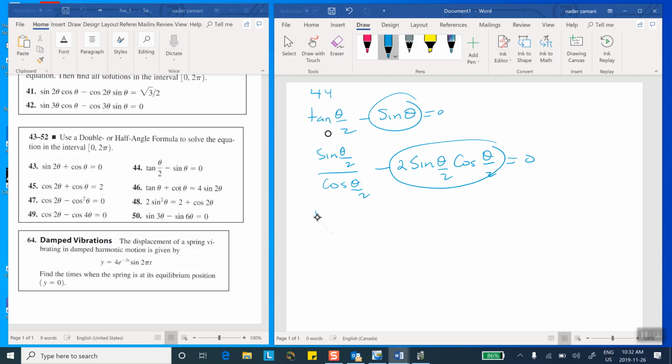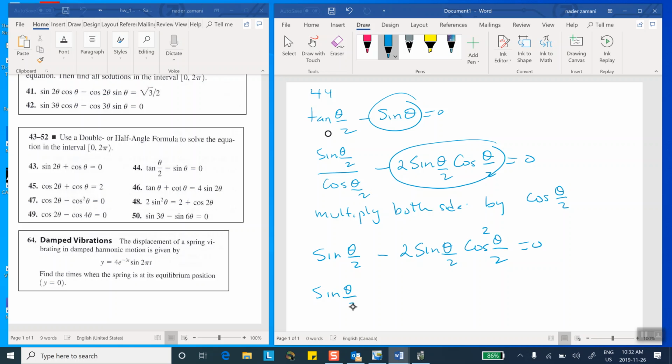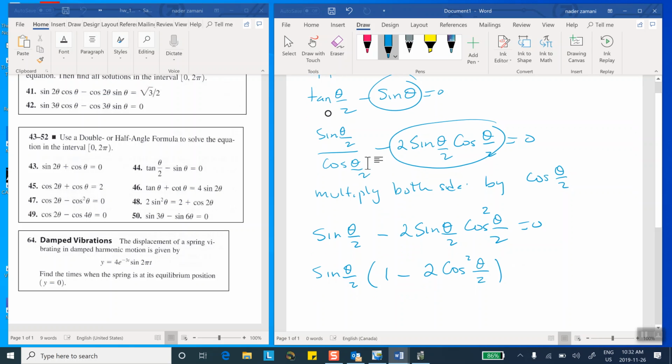Take common denominator and multiply both sides by cosine of theta over 2 to get rid of the denominator. So you have sine of theta over 2 minus 2 sine of theta over 2 cosine squared theta over 2 equal to 0. And if you factor sine of theta over 2 out of this, you're going to get 1 minus 2 cosine squared theta over 2, equal to 0.